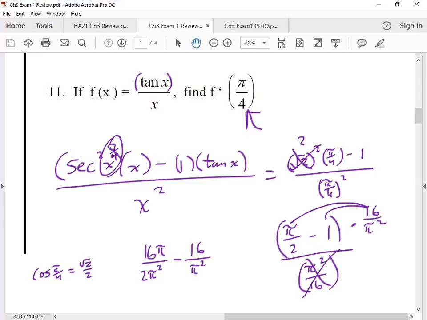Oh, can I simplify this guy? What can I take out of both of those? I could take a 2 out of both of those. And now if I combine them, I have 8 pi minus 16 over pi squared. Same answer, 2 different ways.